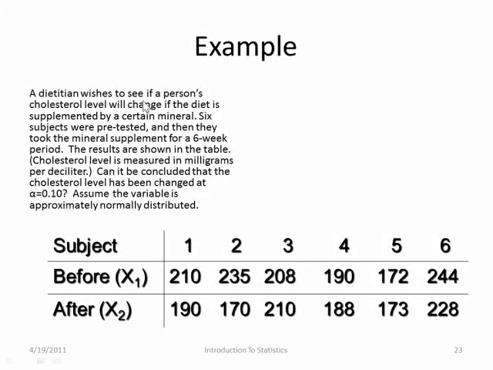So a dietitian wishes to see if a person's cholesterol level will change if the diet is supplemented by a certain mineral. 6 subjects were pre-tested, and then they took the mineral supplement for a 6-week period. The results are shown in the table. Can it be concluded that the cholesterol level has been changed at alpha equals 0.1?